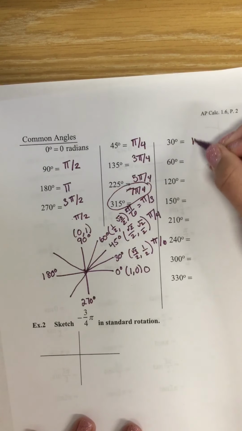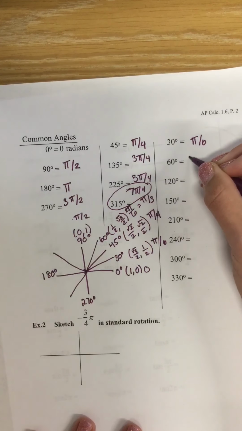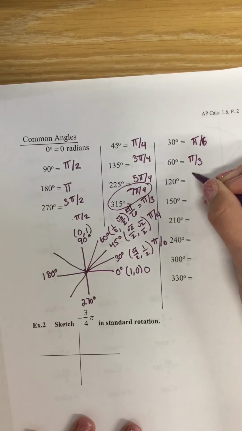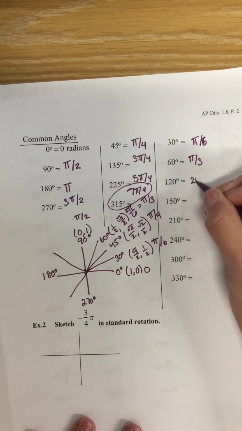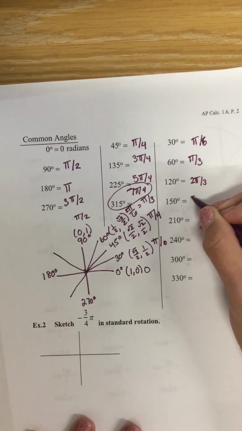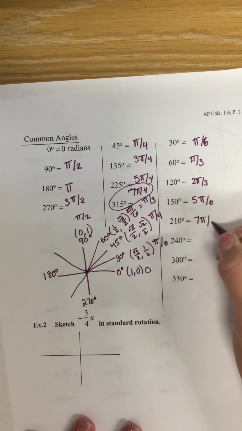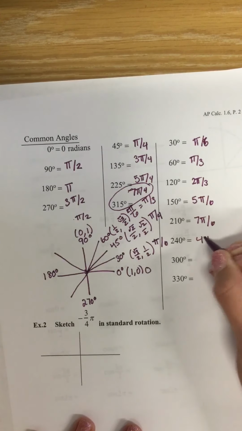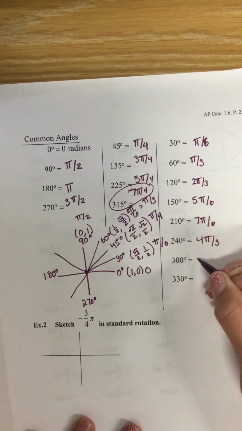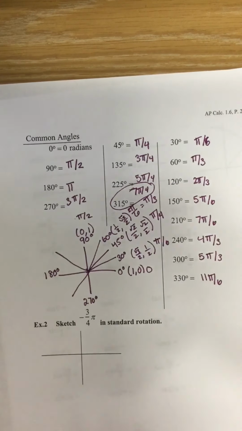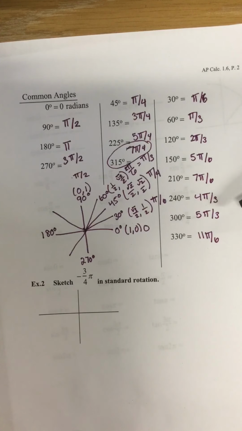And then these are our sixths. 30 degrees is pi over 6, 60 degrees is pi over 3, because that's 2 pi over 6, which reduces to pi over 3. And then we have 2 pi over 3, 5 pi over 6, 7 pi over 6, 4 pi over 3, and 5 pi over 3, and 11 pi over 6. All of these had bases of 6, but we can just simplify them.